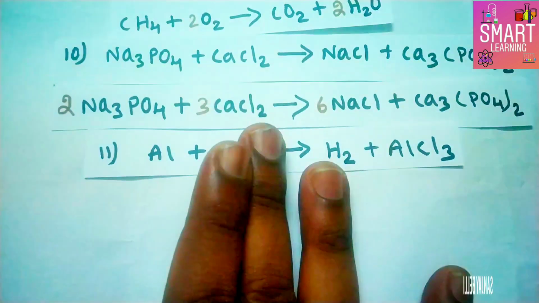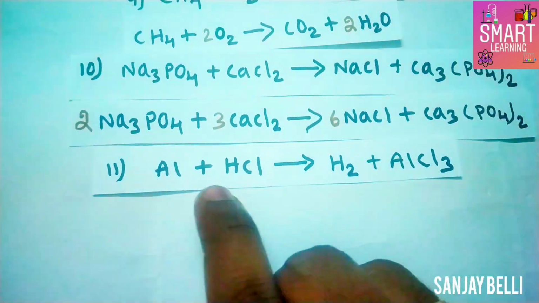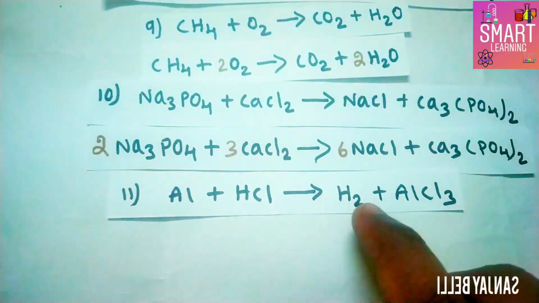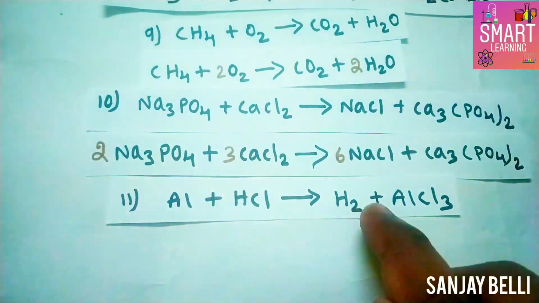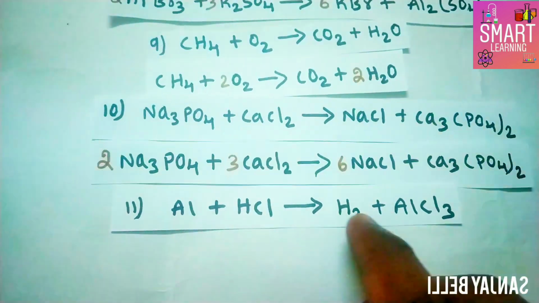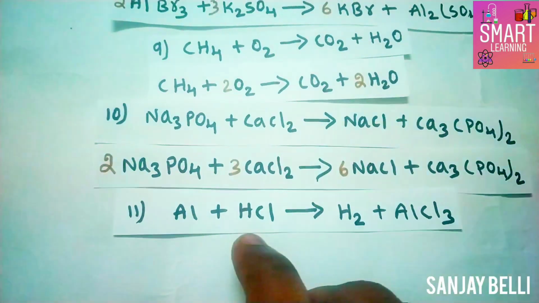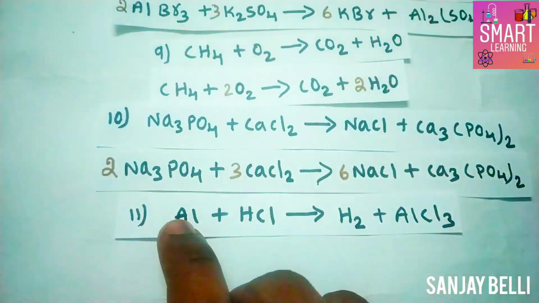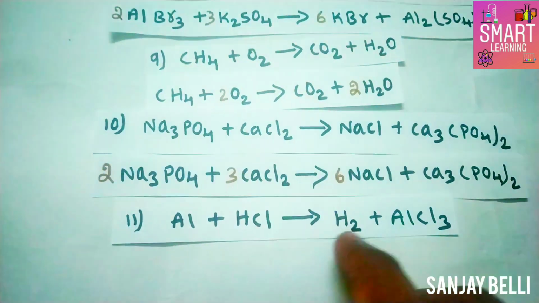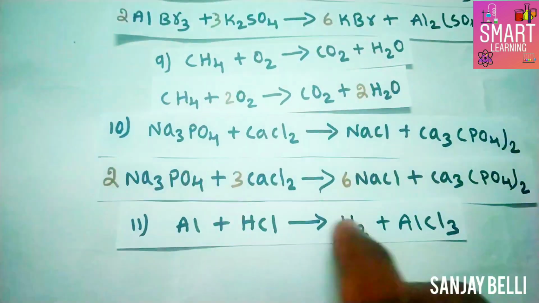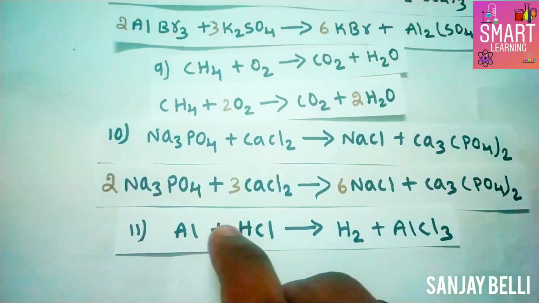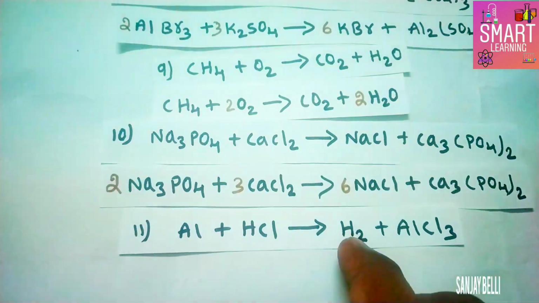Now you can see your 11th question. Al plus HCl gives rise to H2 plus AlCl3. Okay, so here you can observe 3 chlorines it was there. Here only 1 chlorine, here 2 hydrogens, you have only here 1 hydrogen, and here having only 1 aluminium, here you can also have 1 aluminium. So here we cannot take 2 because chlorines you can see first. Here 3 chlorine, 1 chlorine.